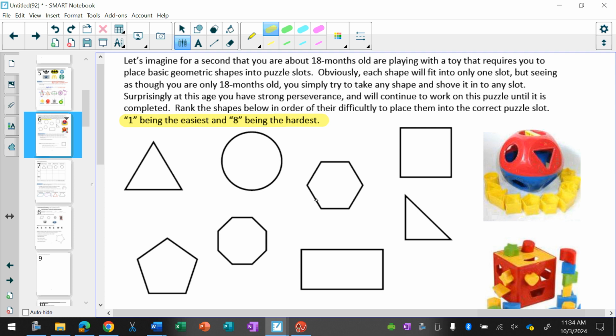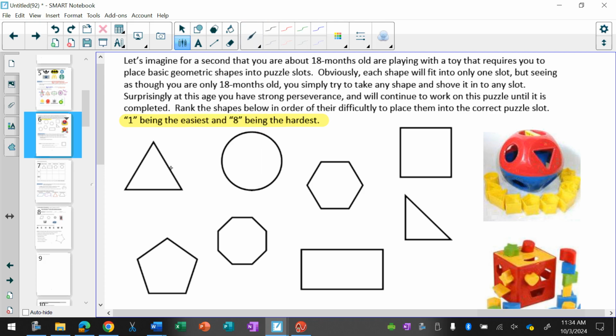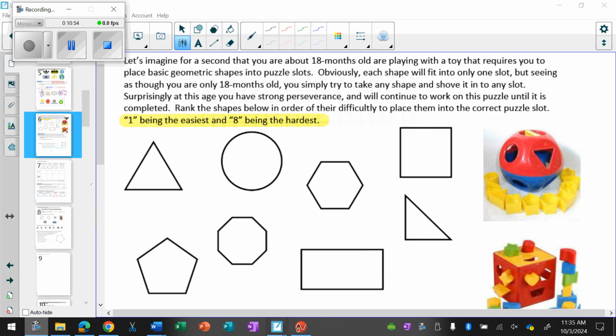Pause the video, put a number inside each shape, and then what I want you to do is your opinion, so you can't be wrong. Put them in order from 1 to 8, easiest being 1, 8 being the hardest. Which one do you think is easiest for a little kid to find the correct hole? Okay, so pause the video, do that. Okay, so now you have your shapes labeled 1 through 8.